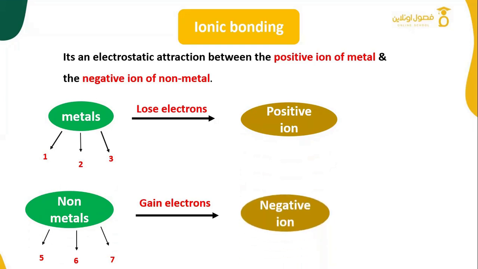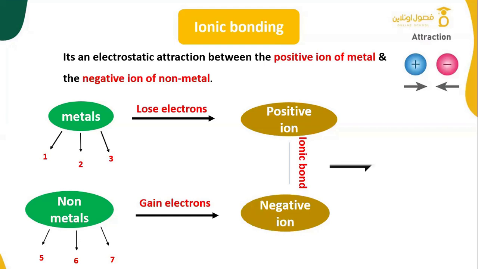Now we have two different charges, positive charge from the positive metal ion and negative charge from the negative non-metal ion. So the electrostatic attraction will originate between positive ion and negative ion, and the ionic bond will be formed between them, and finally forming an ionic compound.